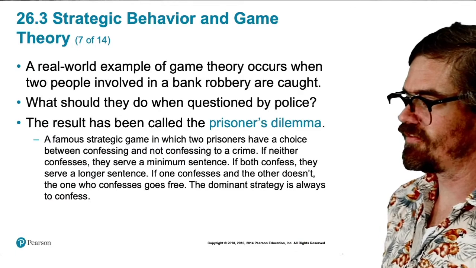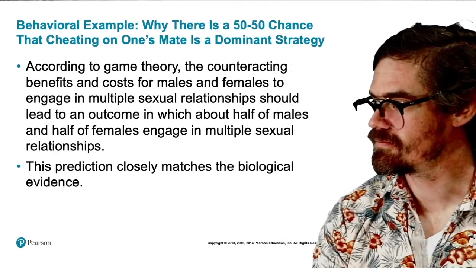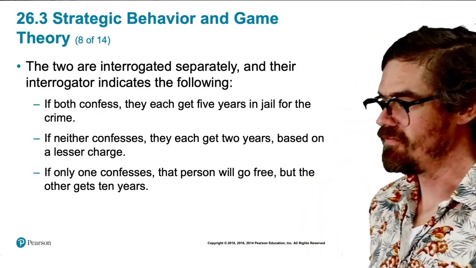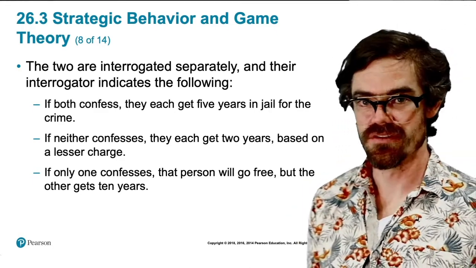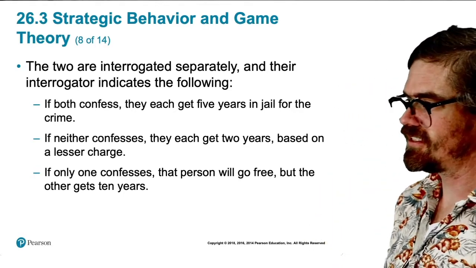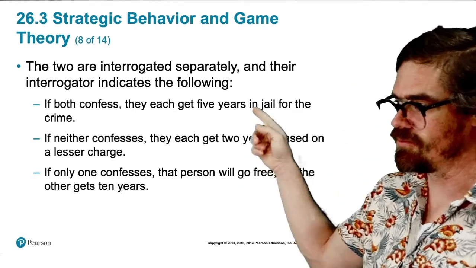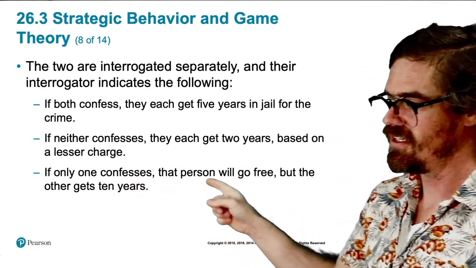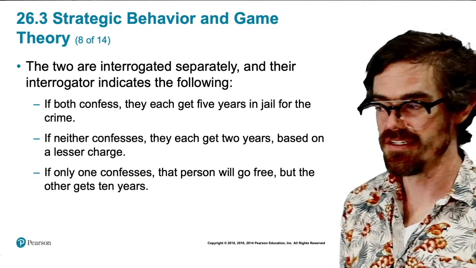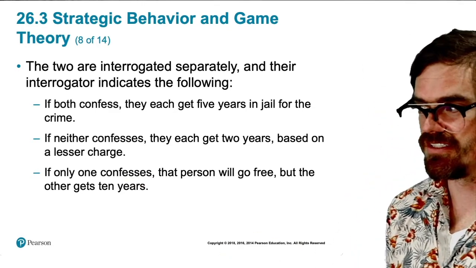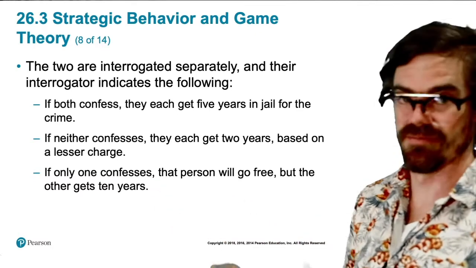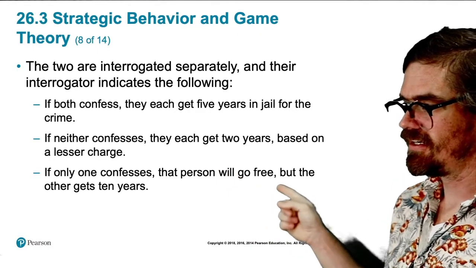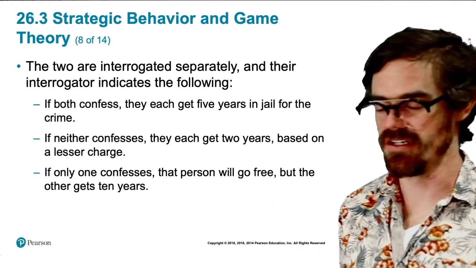So again, if both confess, they each get 5 years in jail. If neither confess, they get 2 years, based on a lesser charge. So this seems like the better outcome, right? Only 2 years as opposed to 5 years. But then there's this interesting caveat where if one confesses, the person that confesses goes free, but the other person that doesn't confess gets 10 years, which is the worst outcome. So this aspect right here is actually what ends up making confessing a dominant strategy.